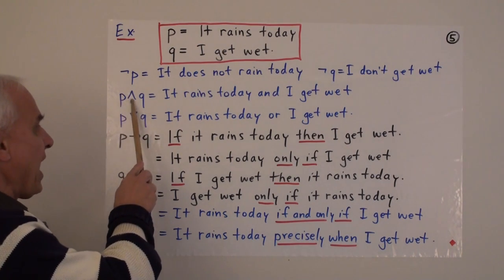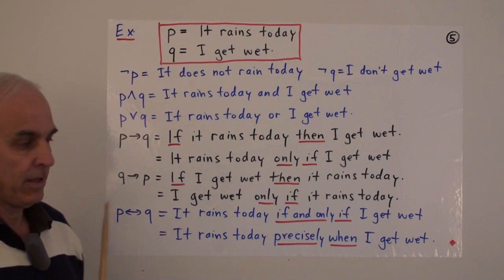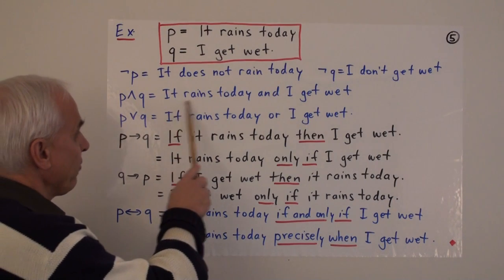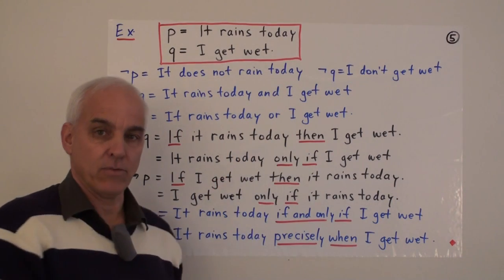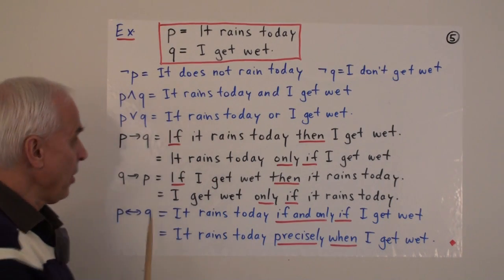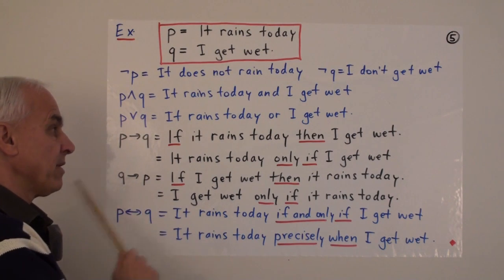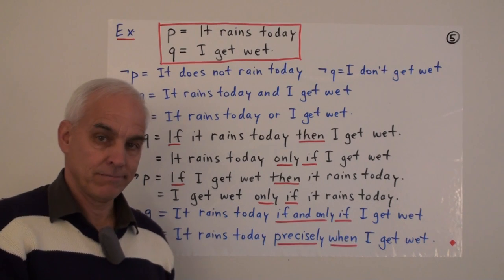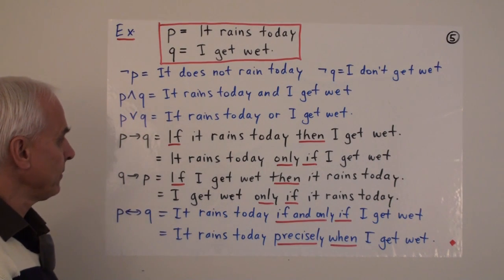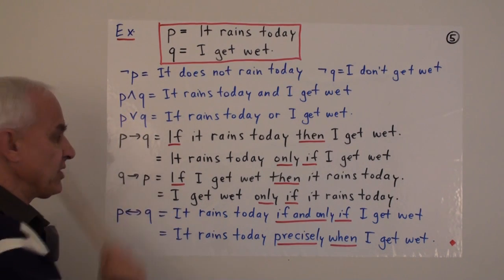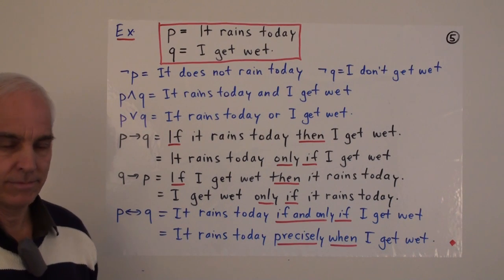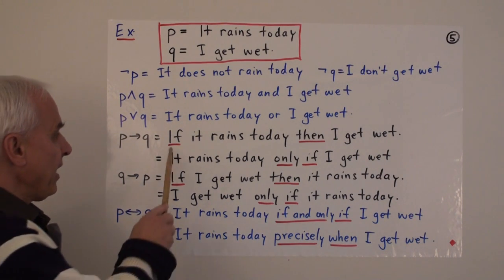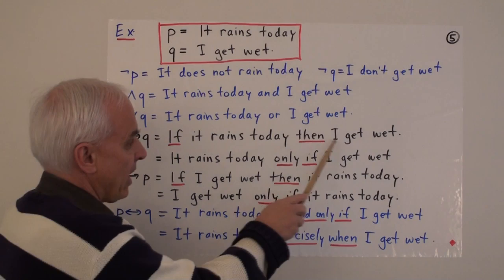How about P and Q? Well, it's the statement, it rains today and I get wet. While P or Q is the statement, "It rains today," or "I get wet." P implies Q. What would that be? If it rains today, then I get wet.